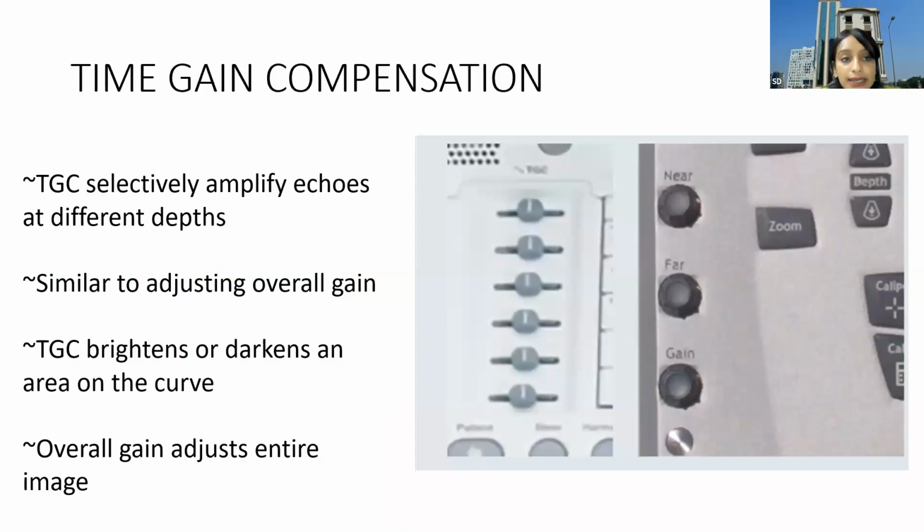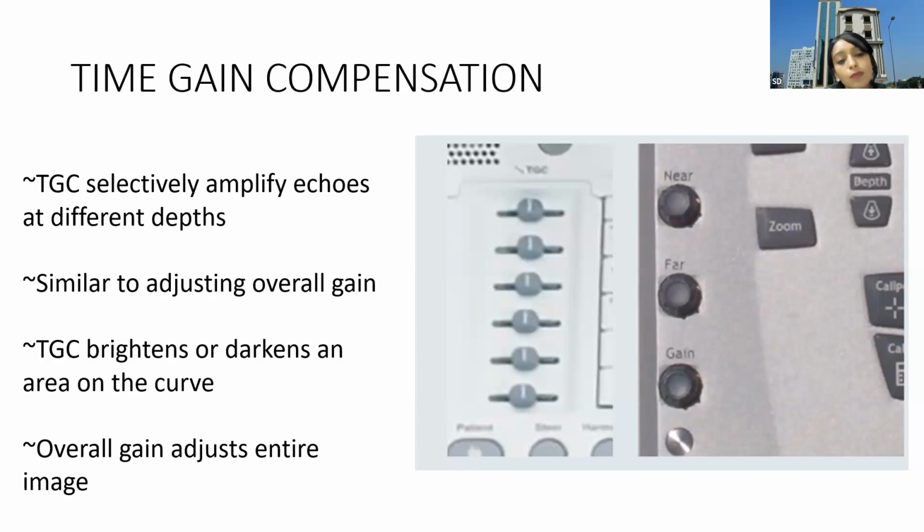Now, one important thing is time gain compensation. So what is time gain compensation and how is it different from the depth? Basically, what we are trying to do is brighten up, or increase the gain, in one particular area. So time gain compensation selectively amplifies the echoes at different depths.